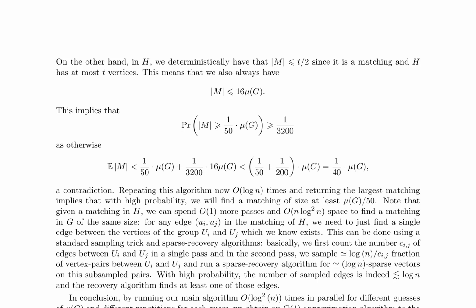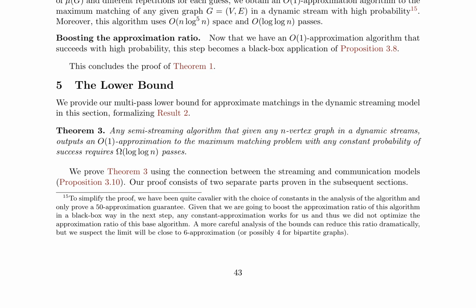In the context of machine learning and computer science, the paper discusses a novel algorithm for finding a maximum matching in a graph using a dynamic stream. The algorithm is designed to work in the semistreaming model, where the input graph is presented as a sequence of edges and the algorithm must process this sequence in a single pass while using a limited amount of memory. The proposed algorithm first samples a subset of vertices from the graph and then finds a matching within this subset. This process is repeated multiple times to obtain an approximation of the maximum matching.